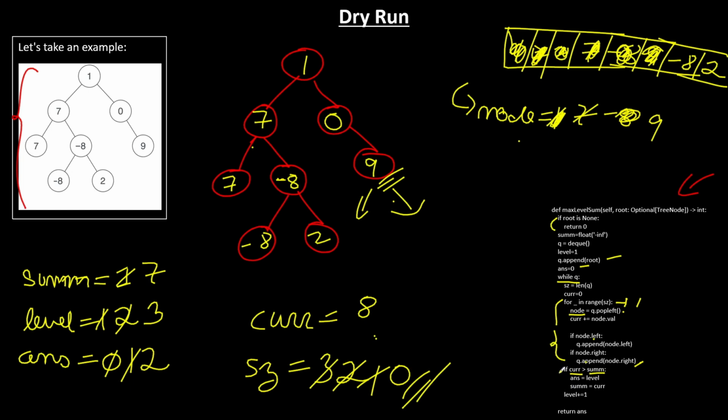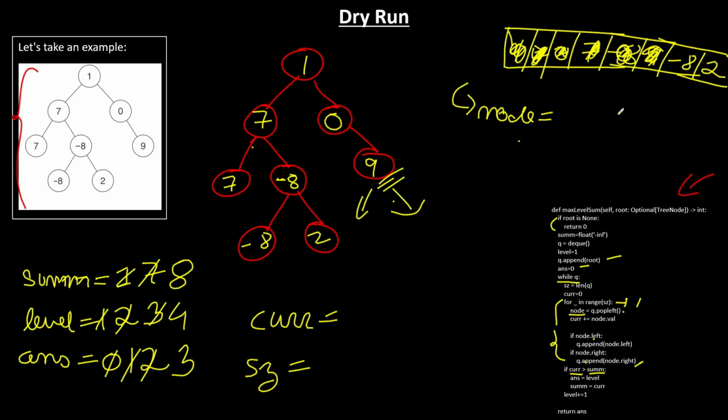We come out. We check if the current sum is greater than the sum so far, the maximum sum so far. Yes, it is. So it becomes updated to 8. Answer also increased to 3, and the level also increased to 4. Fine, and everything becomes 0.